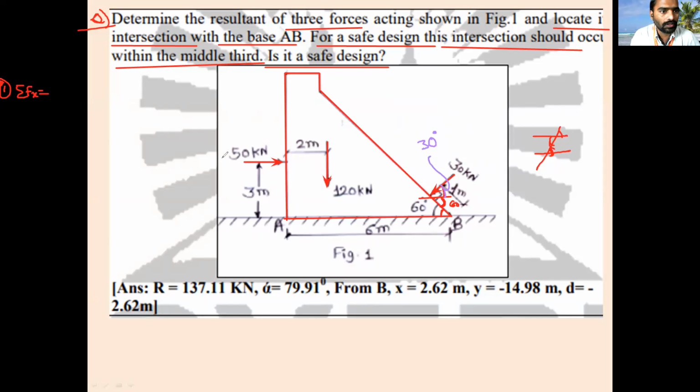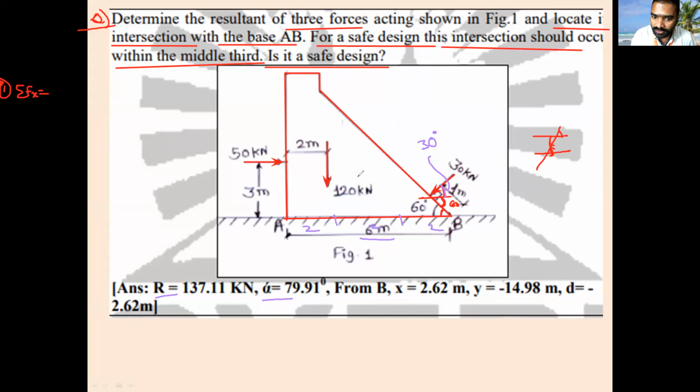So first step, what is asked? For a safe design, first you have to find the resultant force, its direction, and its location. For the dam to be safe, the resultant will pass through the middle third portion. The total base is 6 meters, so you can divide it into three parts: first part, second part, and third part. Each part will be 2 meters.